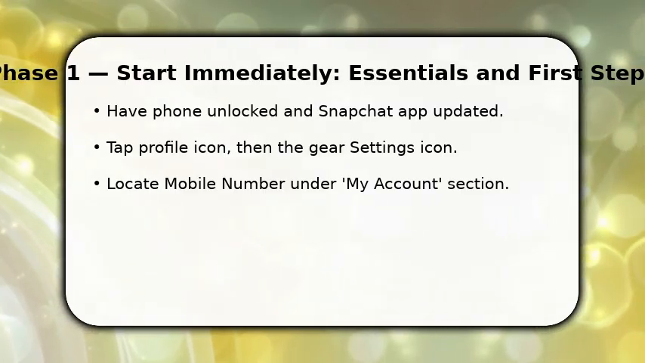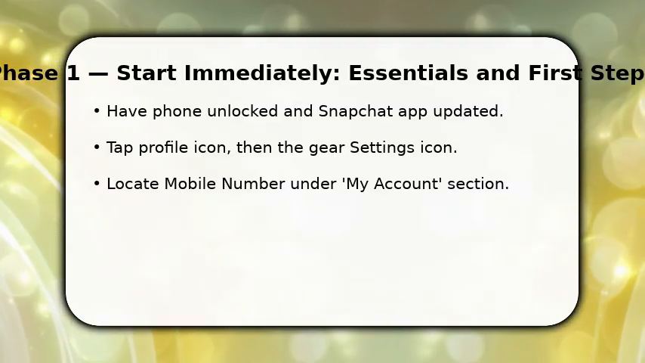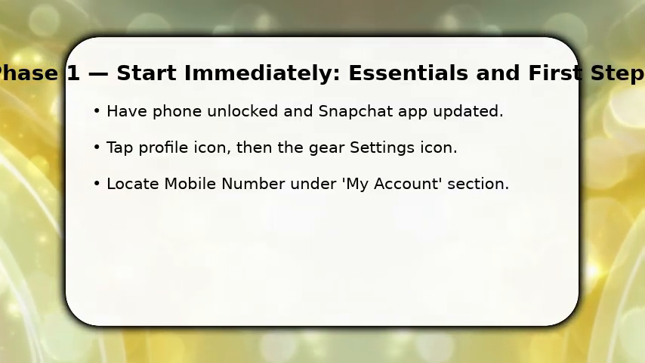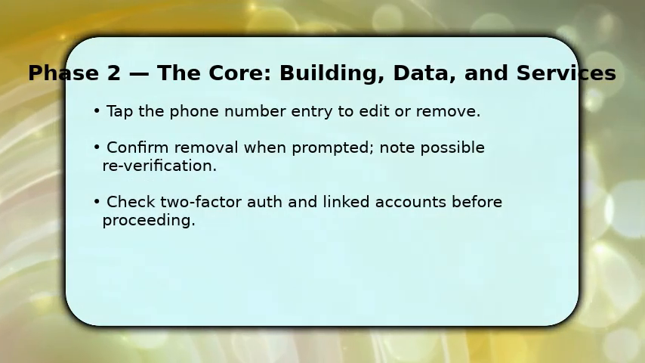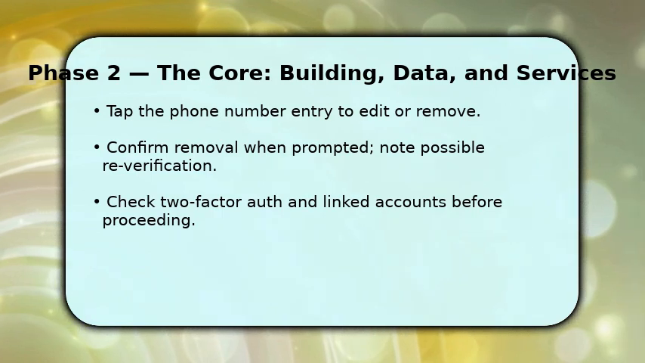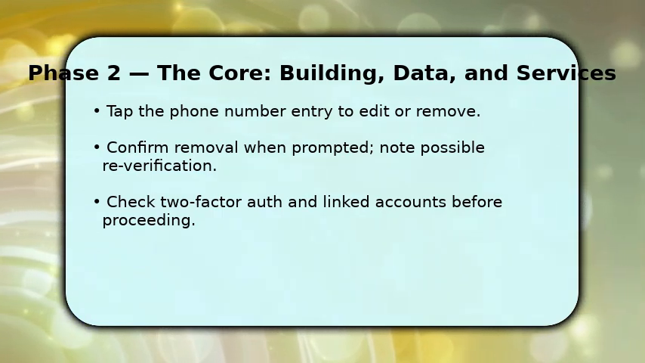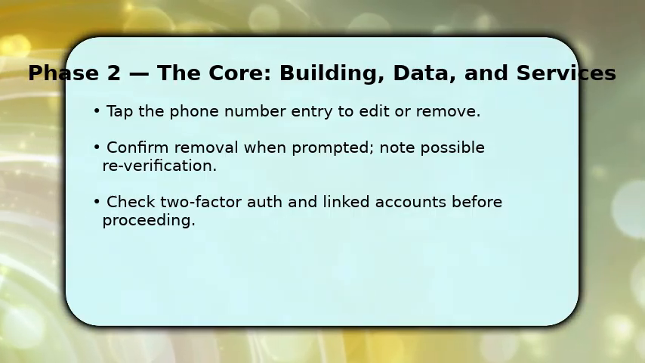Make sure you're using your primary device and a stable connection, because Snapchat may re-verify if sign-in methods change or 2FA is enabled. You now tap the phone number and choose Remove or Edit. Select Remove to disassociate it from your account. Snapchat may ask for your password or to confirm via email. Follow those prompts to complete the action.